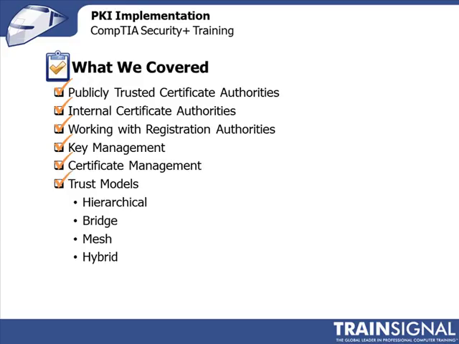There are a number of trust models possible for implementing PKI. Hierarchical is a top-down or tree-like structure. A bridge CA links 2 separate trusts. The mesh model creates a web or network of trust. And really, any or all different models can be combined to create a hybrid trust model.